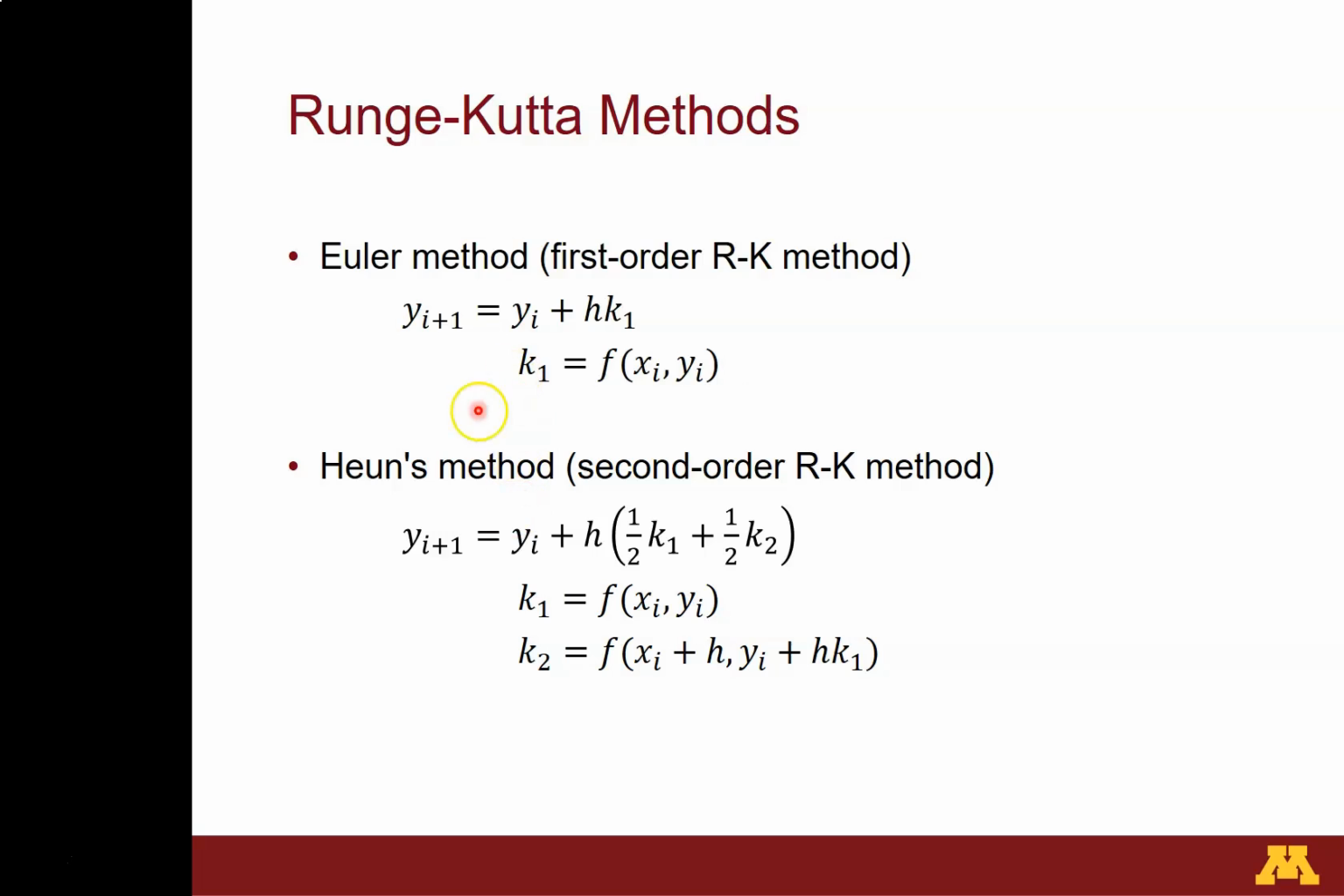The Heun method is also one of the Runge-Kutta methods. It's second order. So we just rewrite the Heun method in the format of the standard Runge-Kutta method. Step size, right, times. You see, this is actually the average of K1 and K2. K1 is the slope of the Euler method. And K2 is another slope. Okay. And taking the average.